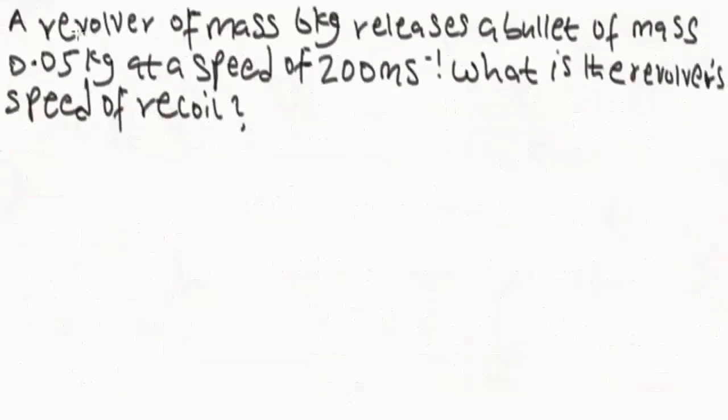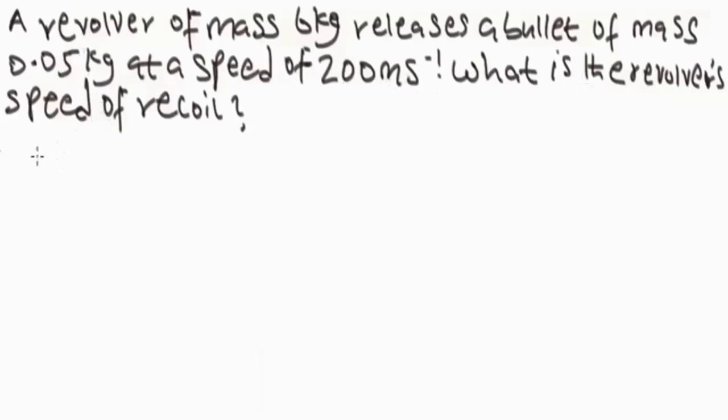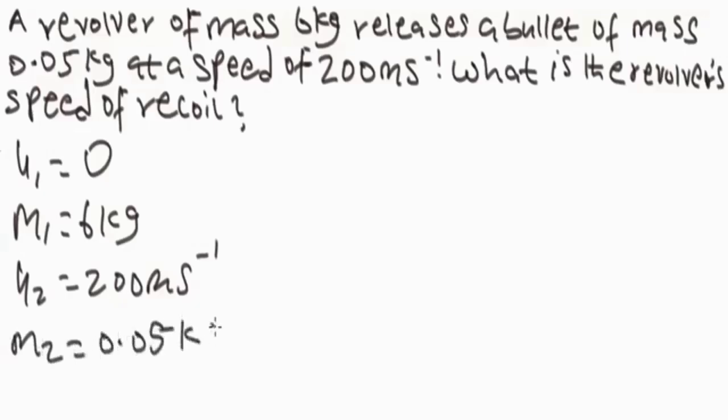Let's look at this question. It says a revolver of mass 6 kg releases a bullet of mass 0.05 kg at a speed of 200 meters per second. What is the revolver's speed of recoil? So let's get the parameters. Our u1 will be 0, our m1 will be 6 kg, our u2 will be 200 meters per second, our m2 will be 0.05 kg.